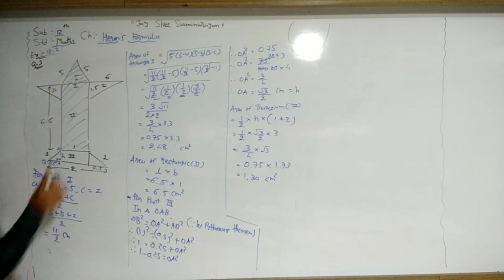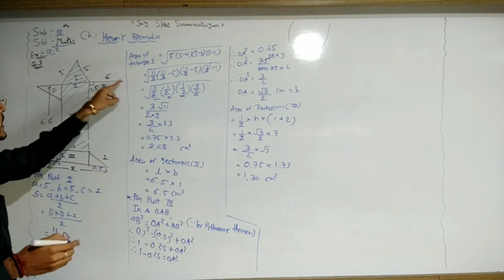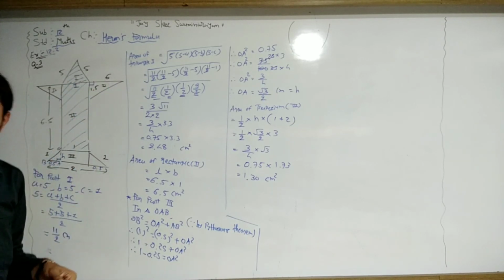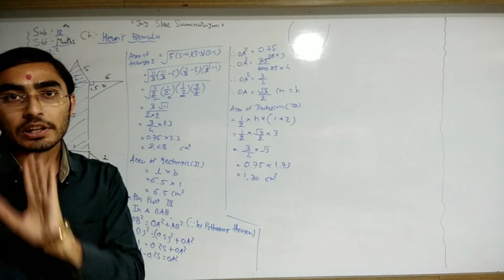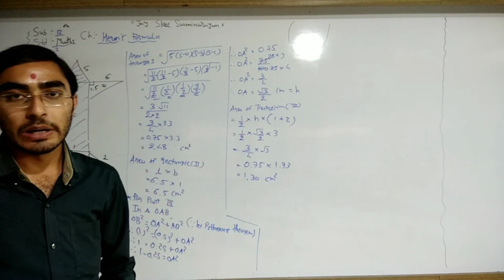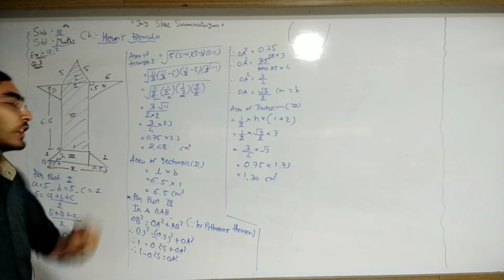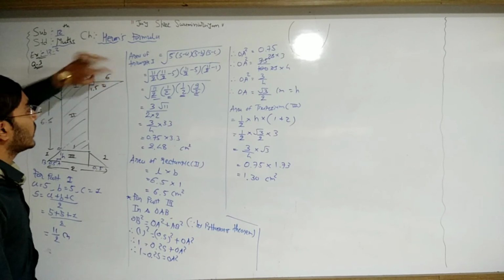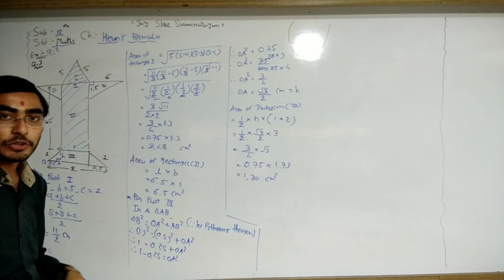One more thing, this is a right angle triangle. In a right angle triangle, we can directly find the area of the triangle without using Heron's formula. It is half into the product of its legs, that means the two sides which make the 90-degree angle. So a multiplication of these two sides.